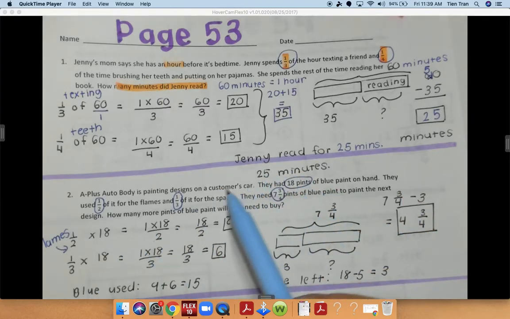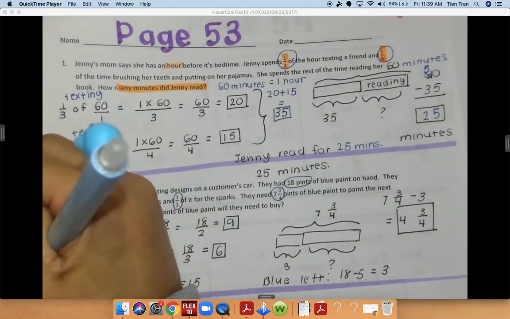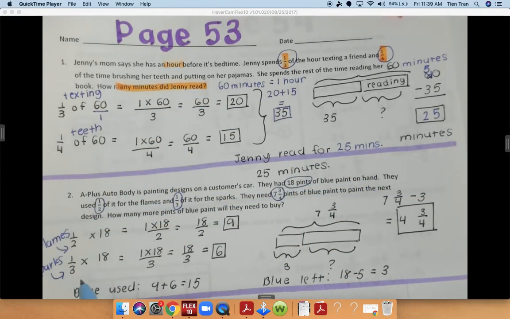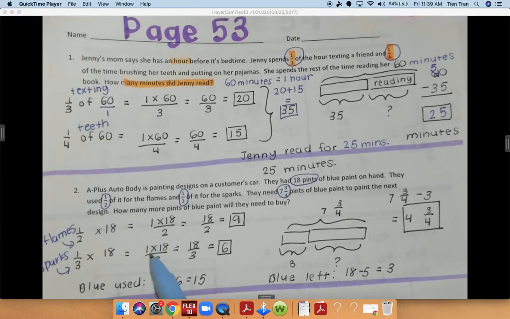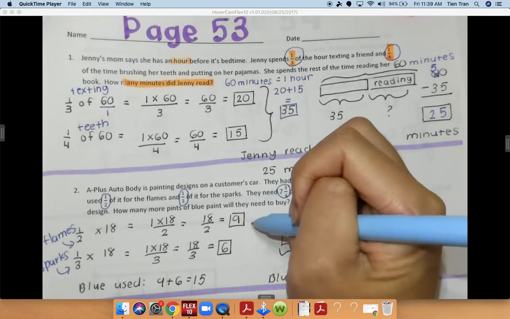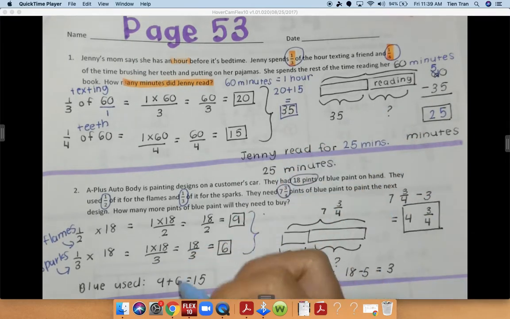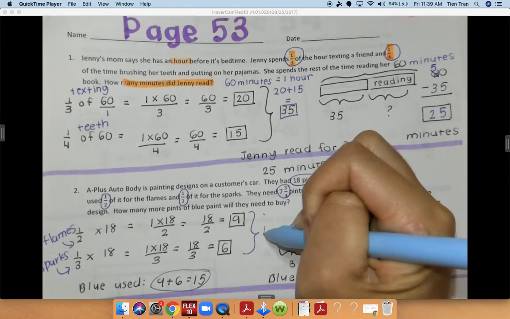And then over here, we have 1/3 of it is going to be for sparks. So this is the equation for sparks. We have 1/3 times 18. 1 times 18 is equal to 18, and my denominator is 3. So 18 divided by 3 is equal to 6. So now what I need to do is add 9 plus 6 together, and that is going to give me 15.